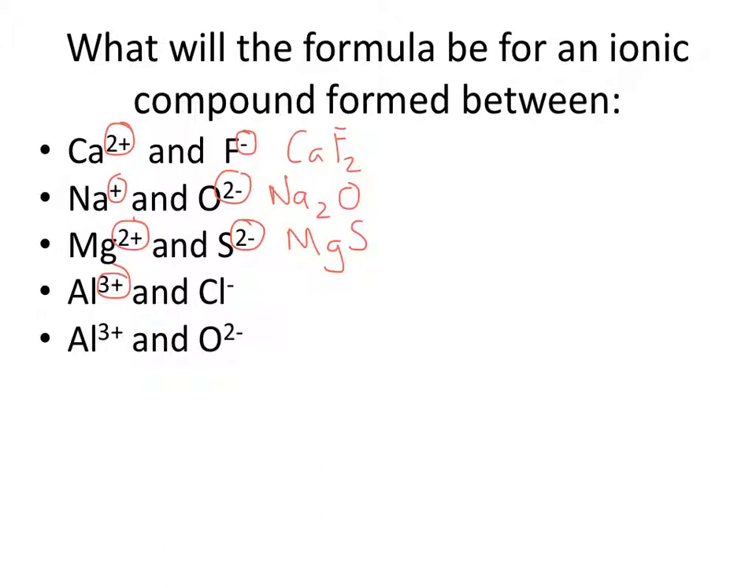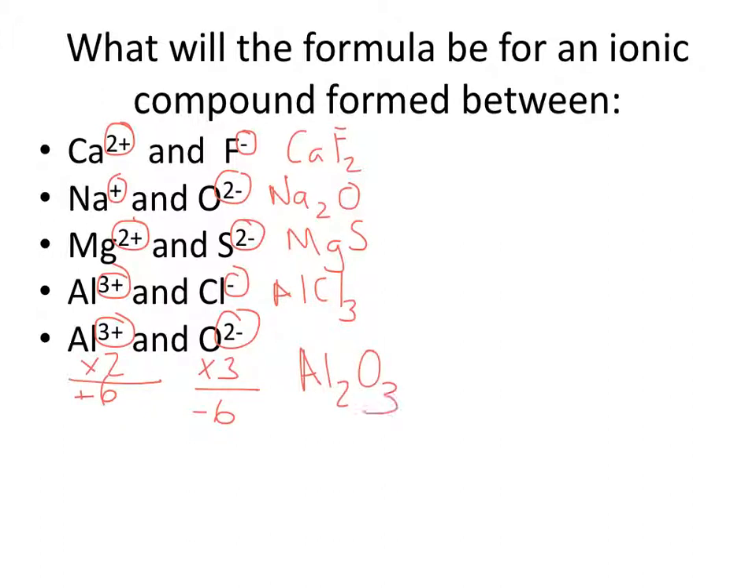Aluminum has a 3 plus charge, chlorine has a 1 minus charge, so we're going to need 3 chlorine ions to balance it, so we'll have AlCl3. And lastly, aluminum 3 plus and oxygen 2 minus. With this one, it's a little trickier, and you're going to have to think a little bit about what's a common denominator between them. And 6 is the common denominator between the two of them. So if we have 2 aluminums, then that's when we get the 6 plus charge. And if we have 3 oxygens, then we'd have a 6 minus charge. So we're going to have Al2O3.